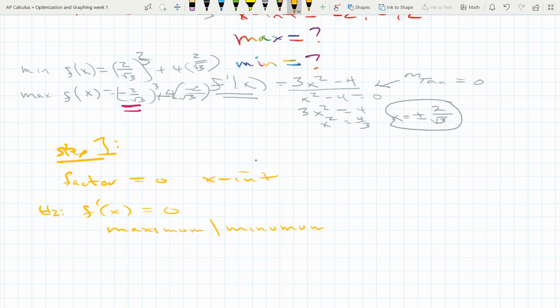Okay. Step 3, I would graph it at this point, then find intervals for increasing. So when the slope is increasing, and then find the interval for when the slope is decreasing. Okay. So that's the main idea of 65.